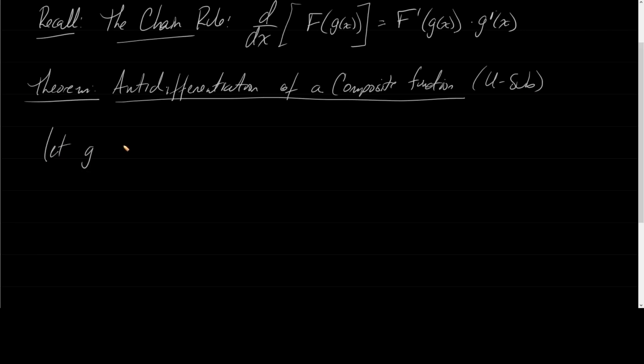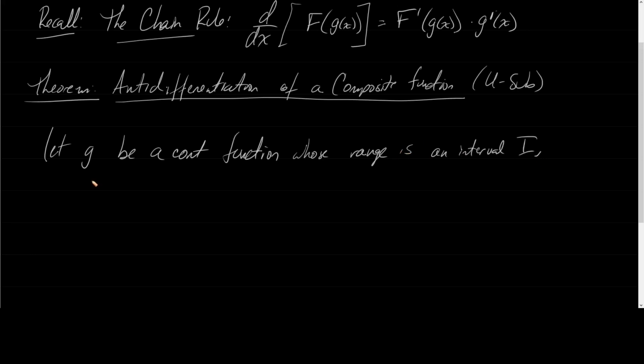So, let G be a continuous function whose range is an interval I, and let F be a function that is continuous on I. Alright, so f is continuous on the range of G.